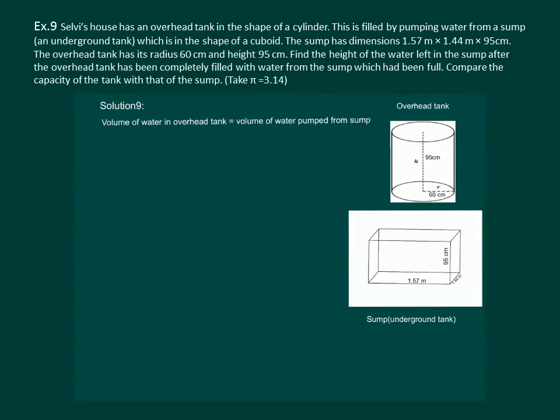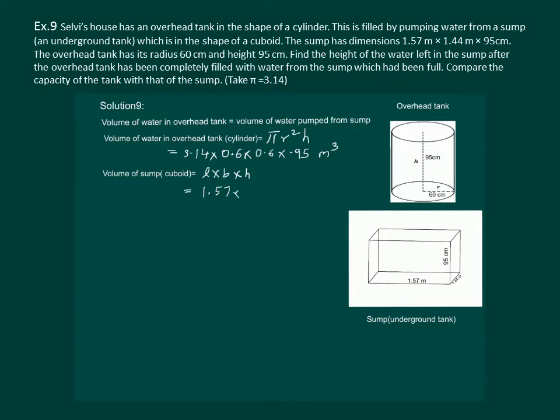Now volume of water in the overhead tank can be given by pi r square h. We can substitute the values. After converting centimeters to meters, we get radius equal to 0.6 and height equal to 0.95. Similarly, we can calculate the volume of sump, that is the underground tank, which will be given by length into breadth into height, which is equal to 1.57 into 1.44 into 0.95 meter cube after converting height into meters.